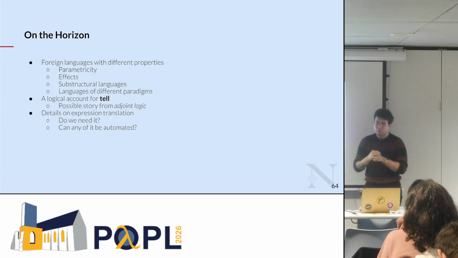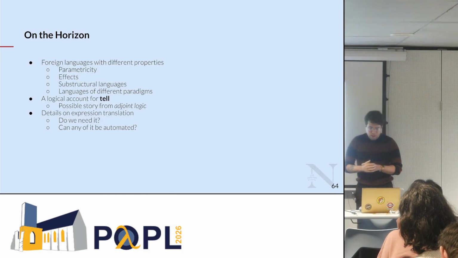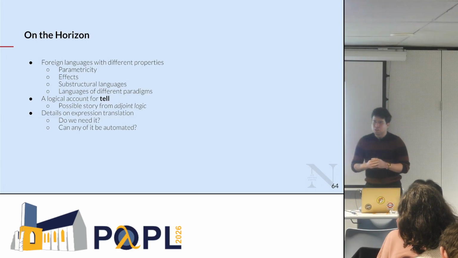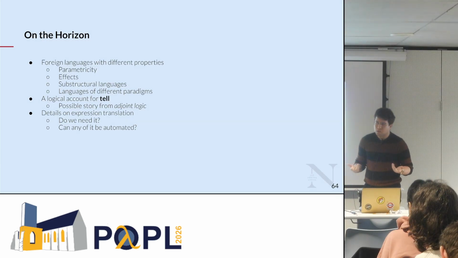One reviewer very helpfully mentioned adjoint logic, and we want to look into that. And last is details on expression translation. One reviewer asked, like, do we even need it? It seems hard, and people don't like thinking about it very much. And we did also question, like, can any of it be automated to make this a usable system for people?